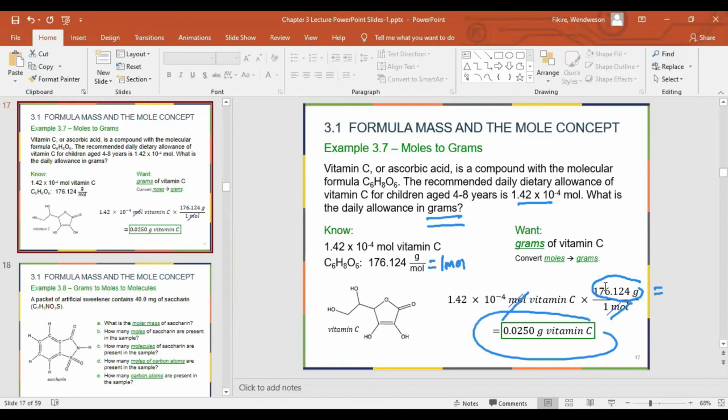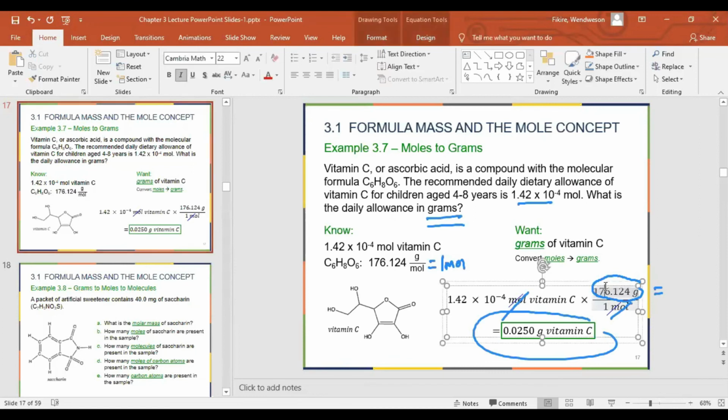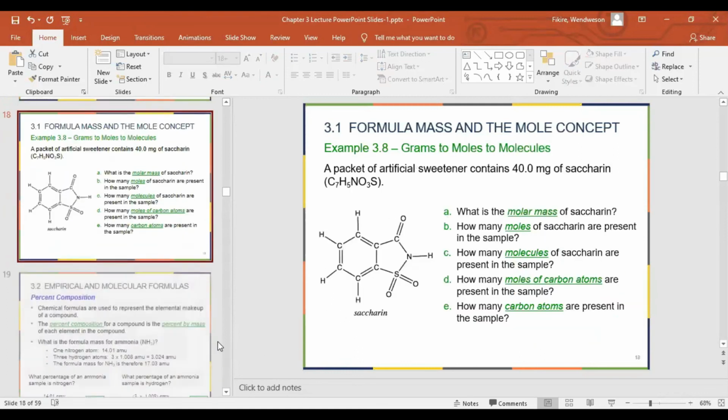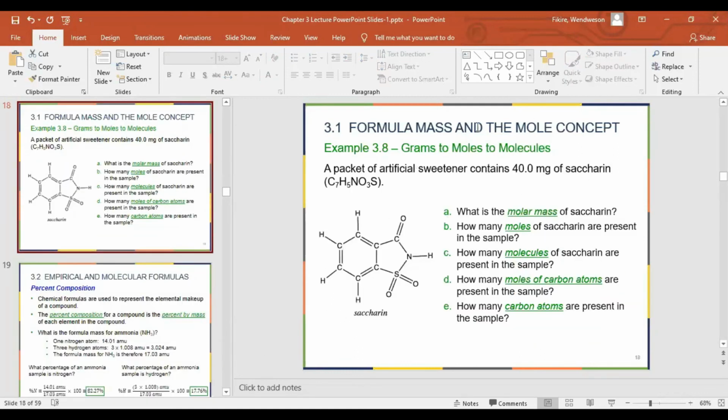I'm going to continue with this example, but as for Thursday, I want you to do this problem here. Wait a minute, this doesn't come up. Oh, here. This is a problem for everybody.